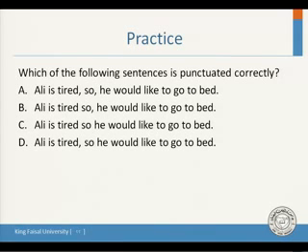Look at the sentences again. The first one, comma, so, comma. This is incorrect. You cannot do this. The second one, so, comma. We don't use a comma after so. Never use a comma after so in compound sentences. Ali is tired, so he would like to go to bed. We need a comma in the sentence. This is also incorrectly punctuated. So the right answer is D. Sentence D, comma, plus so.